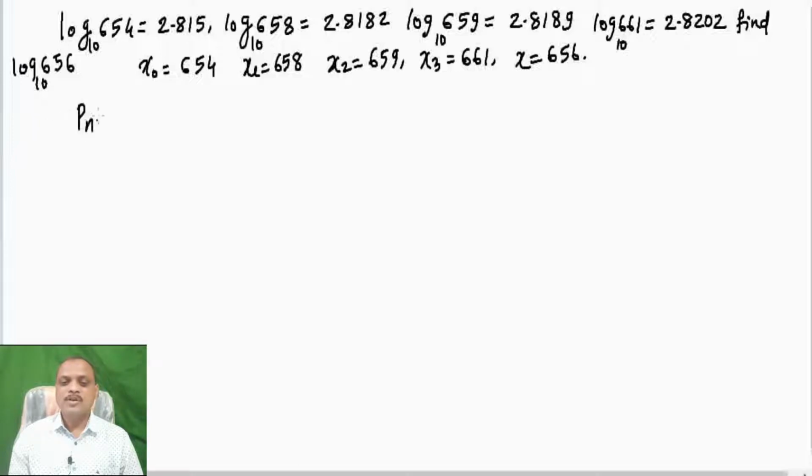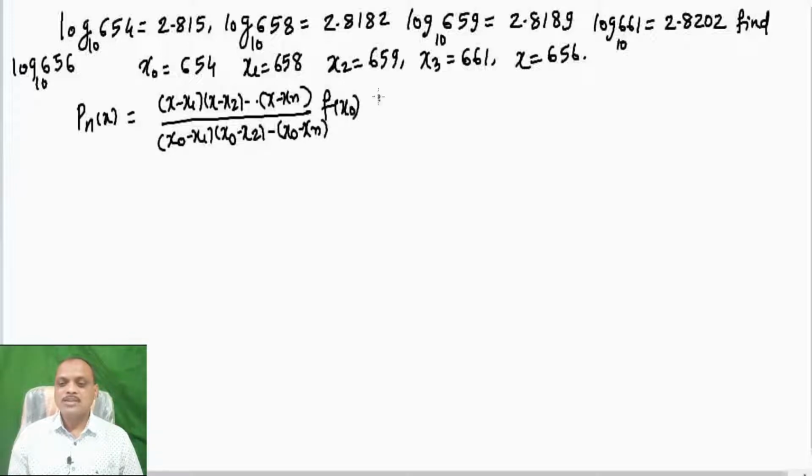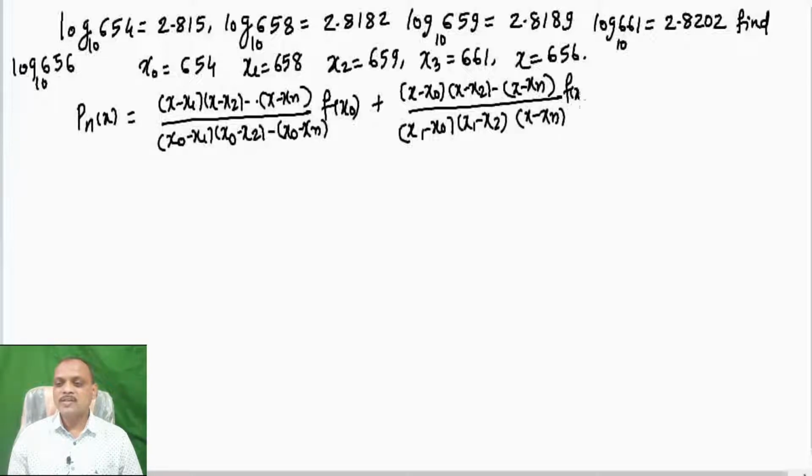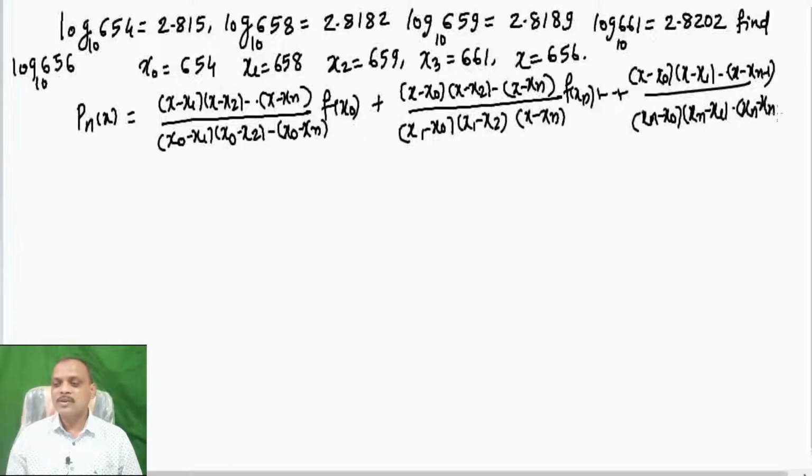Lagrange's interpolation formula: Pn of x equals (x minus x1)(x minus x2) ... (x minus xn) divided by (x0 minus x1)(x0 minus x2) ... (x0 minus xn) times f of x0, plus (x minus x0)(x minus x2) ... (x minus xn) divided by (x1 minus x0)(x1 minus x2) ... (x1 minus xn) times f of x1, and so on, plus (x minus x0)(x minus x1) ... (x minus xn minus 1) divided by (xn minus x0)(xn minus x1) ... (xn minus xn minus 1) times f of xn. So in this formula we just put in the values.